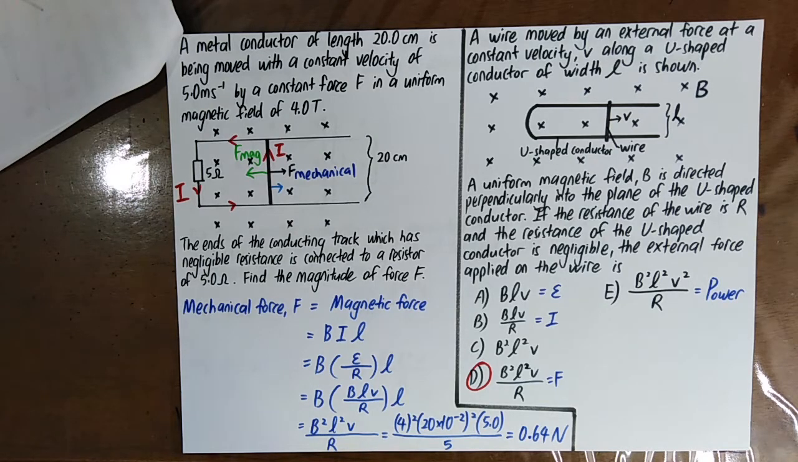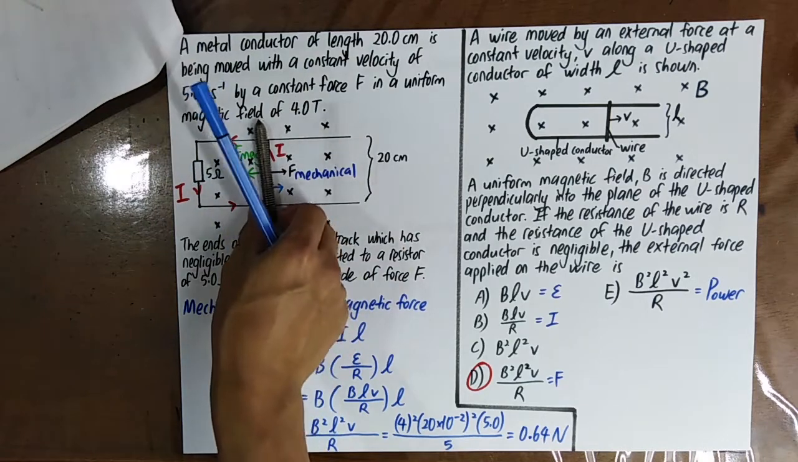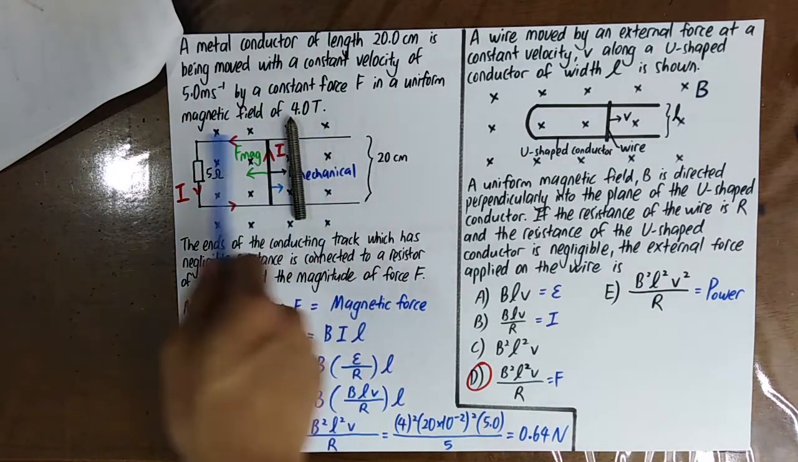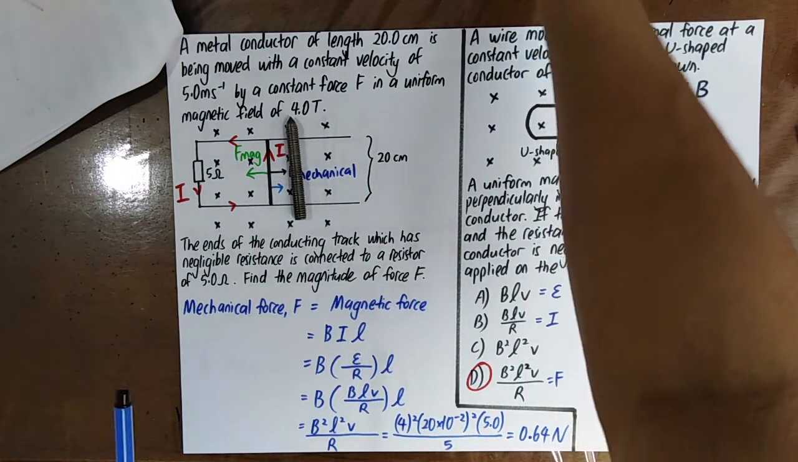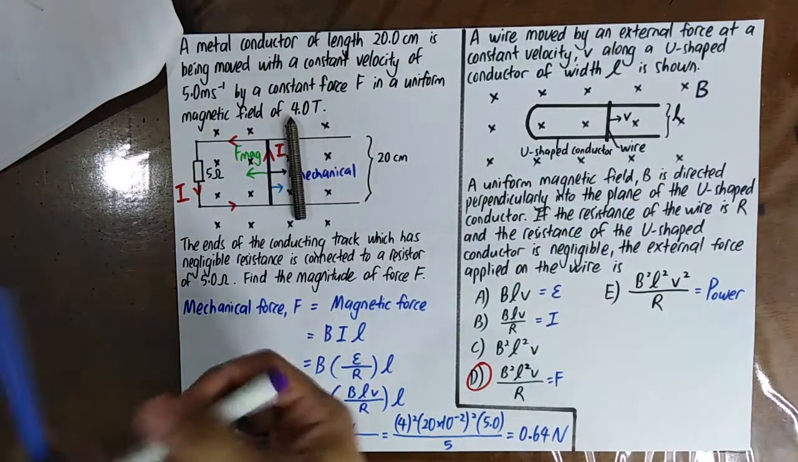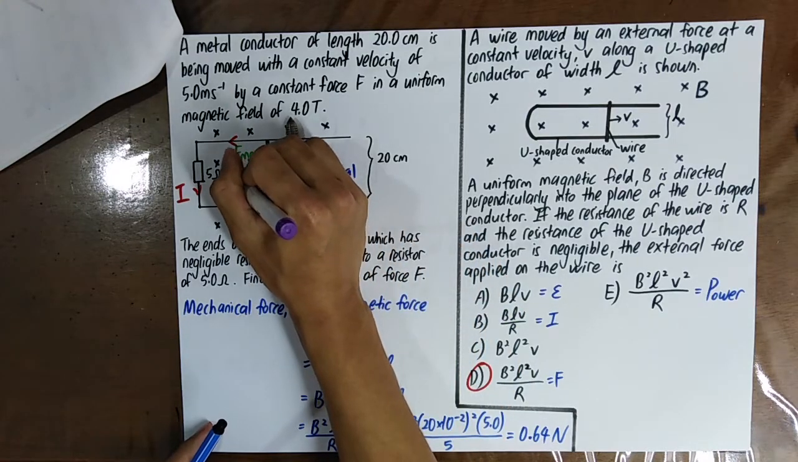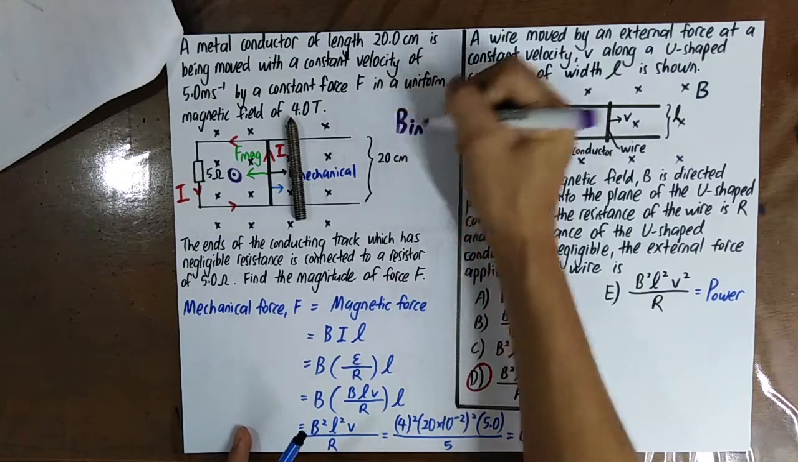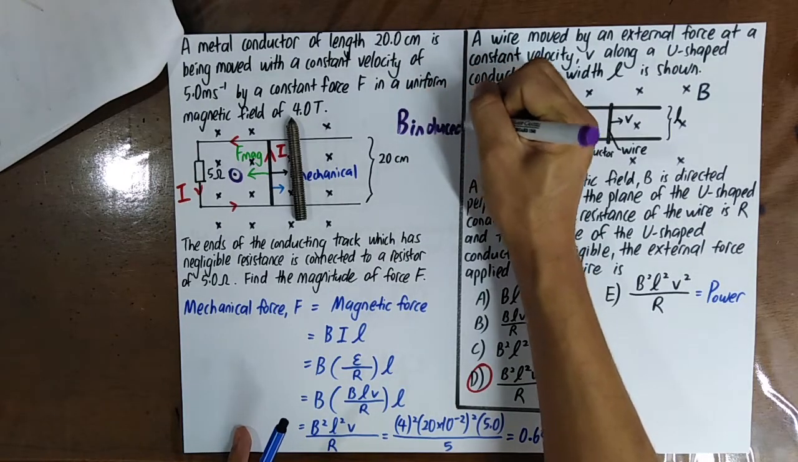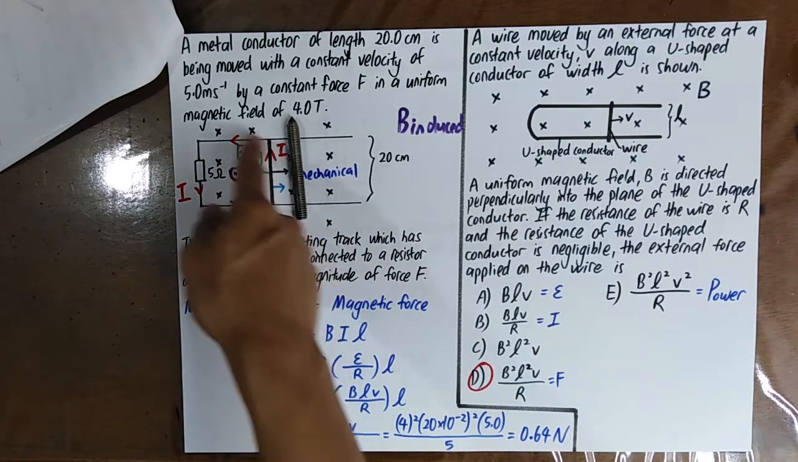When the conducting rod is moving from here to here, the magnetic flux linkage increases. So you want the direction of the induced magnetic field to be out of the page. This is the induced magnetic field, and you want it to be out of the page. Therefore, the direction of the induced current is in this direction.